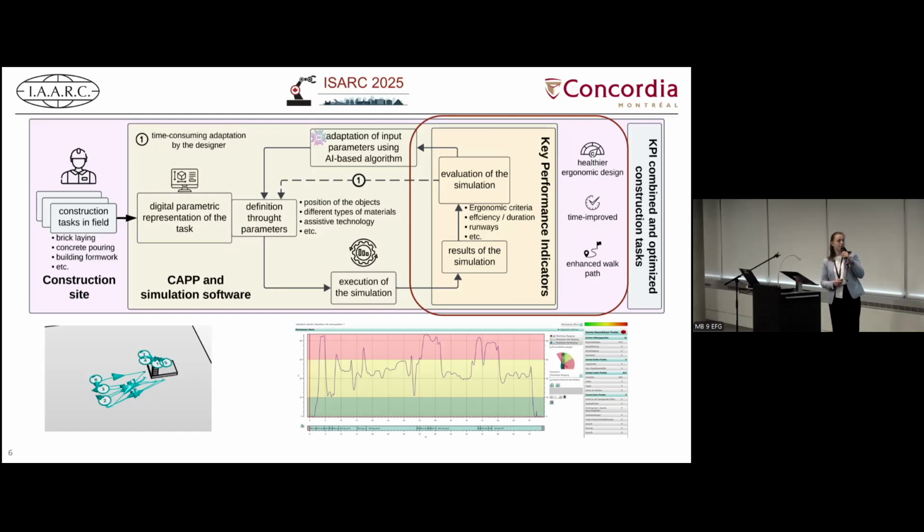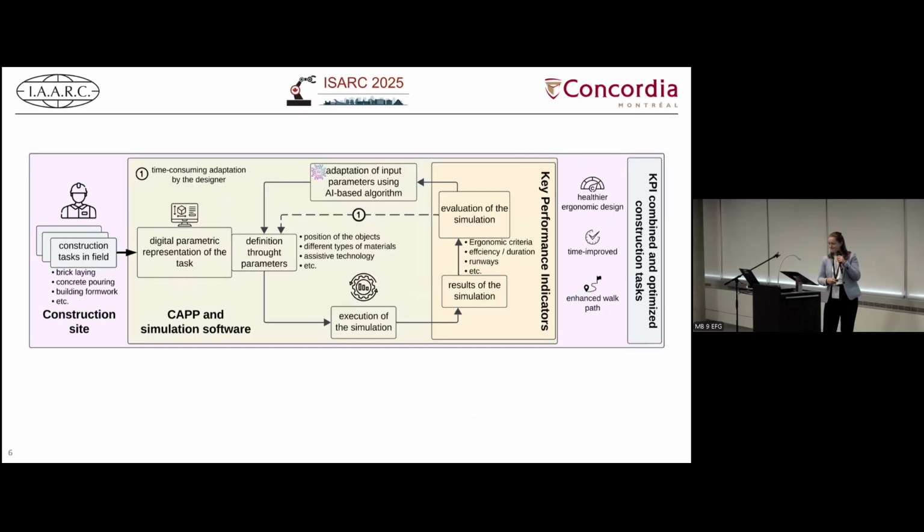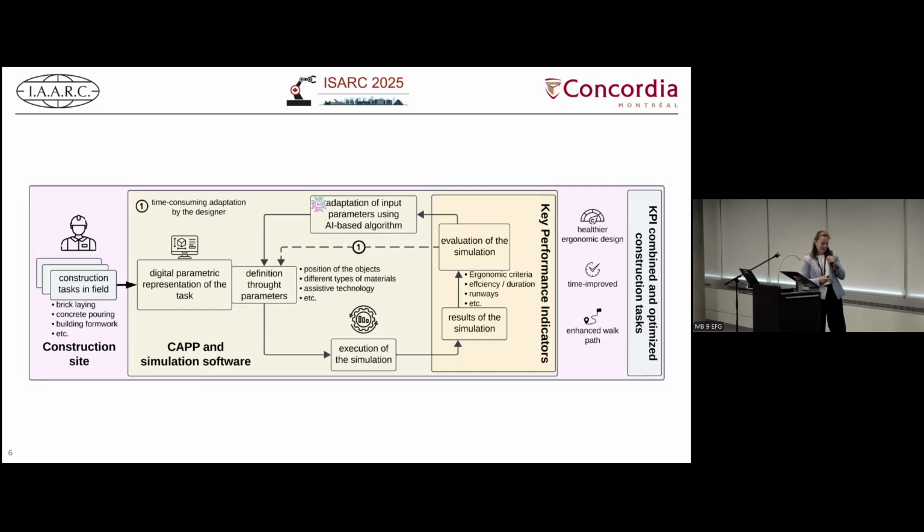The normal process optimization would be the dashed line with the circled one here in the middle. You normally do this by hand, as mentioned, but here we have an adaptation of input parameters using AI-based algorithms. And then this aims for a healthier ergonomic process design, which is also time improved and has enhanced walk paths.